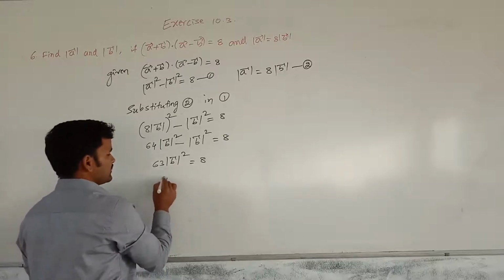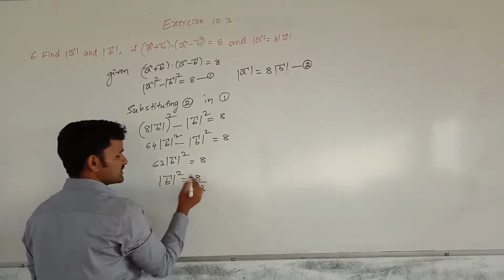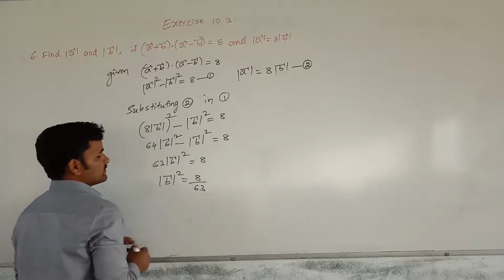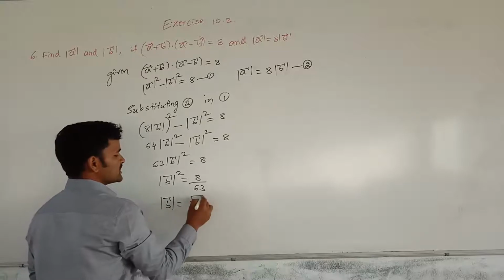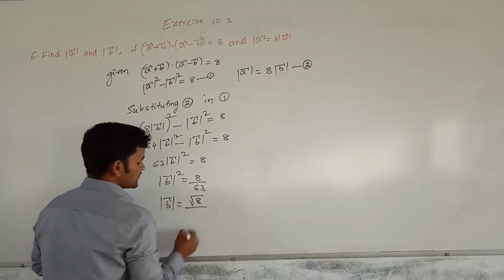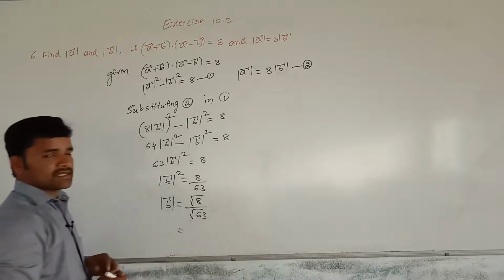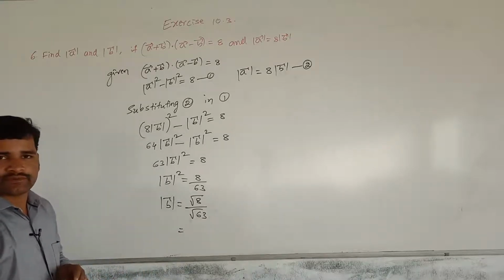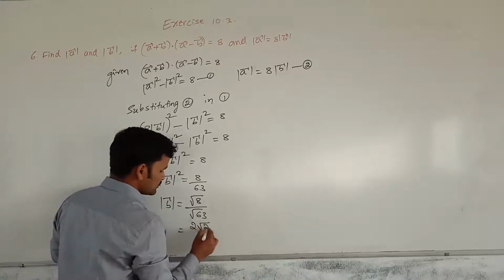Then we have magnitude of vector B square is equal to 8 by 63. Now what is magnitude of vector B equal to? Taking square root on both sides, this is square root of 8 by square root of 63. Square root of 8 can be written as 4 into 2, square root of 4 is 2. This becomes 2 into root 2.